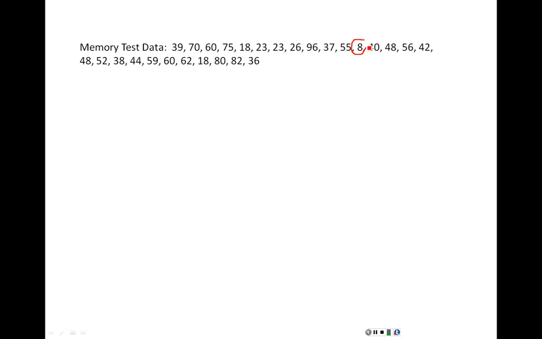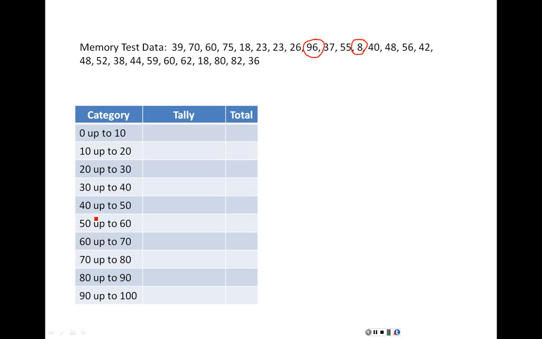here, find the smallest value in the list. In this case, that's the 8. And the biggest value in the list, in this case, that's 96. So when I'm trying to set up my categories, I need to make sure that I can include the smallest value and the biggest value in some category. And then I just want to break it down so that they're evenly spaced. This was what I came up with.